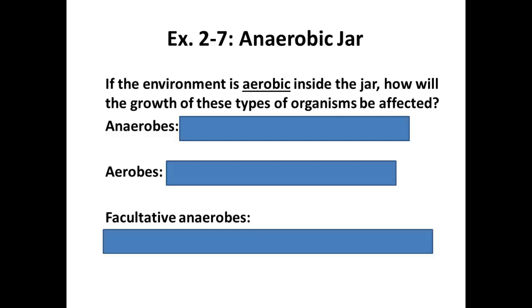What if the environment inside the jar is aerobic? And how would we know if it was aerobic? Our methylene blue tablet or strip would turn blue, right? We would know we sprung a leak, right? Our jar isn't working properly, okay? But our organisms themselves, if we know what they are, would give us some clue, right? Because if you put an anaerobe in there, and under aerobic conditions, what's going to happen to it?